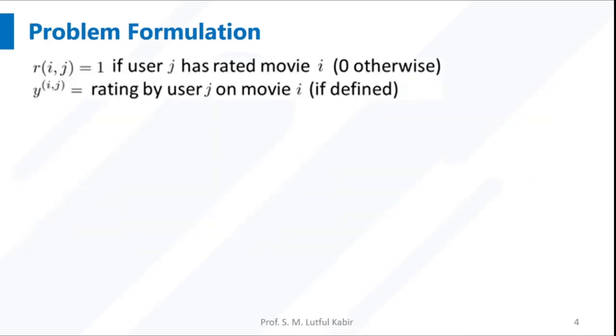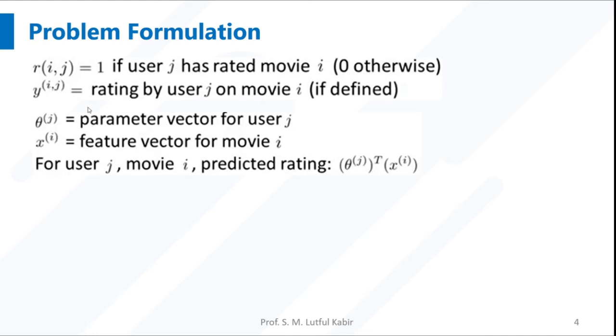So the problem formulation is: Rij equals 1 if user j has rated movie i, otherwise 0, and Yij is the actual rating given by user j on movie i, if defined. That means if he has rated, then only will we define Yij, otherwise Yij is non-existent. Theta j is the parameter vector for user j and xi is the feature vector for movie i. For user j, movie i, the predicted rating is theta j transpose multiplied by xi, which comes from linear regression.